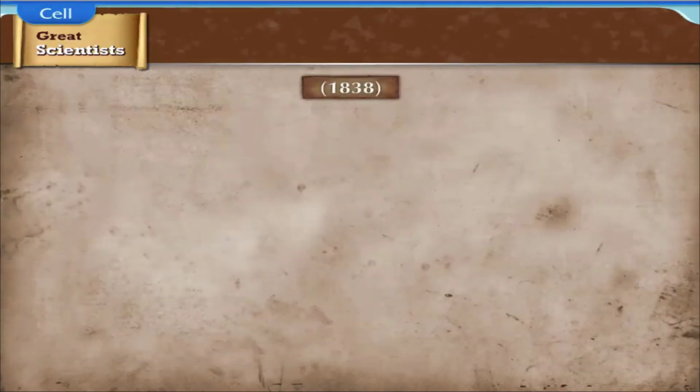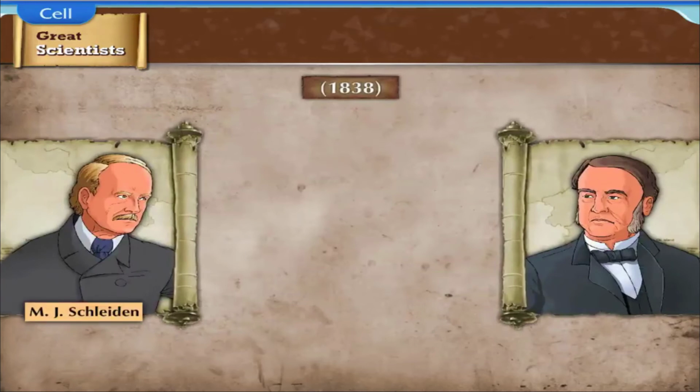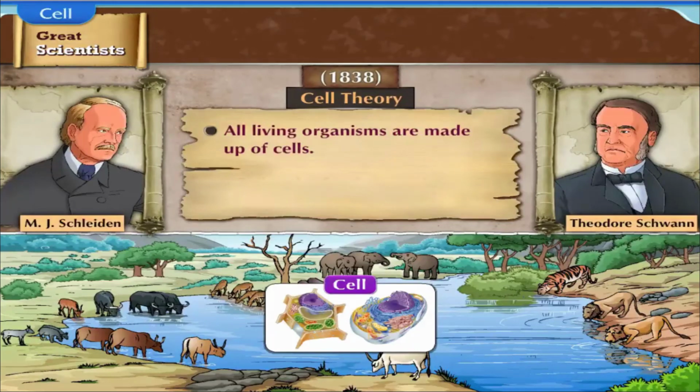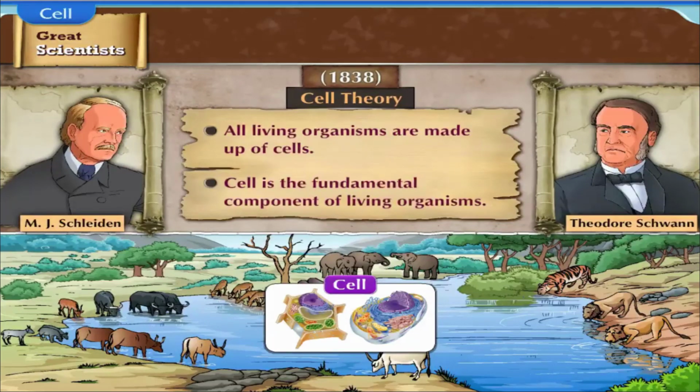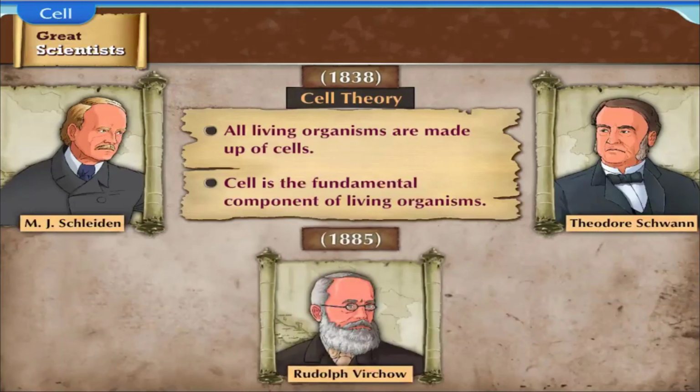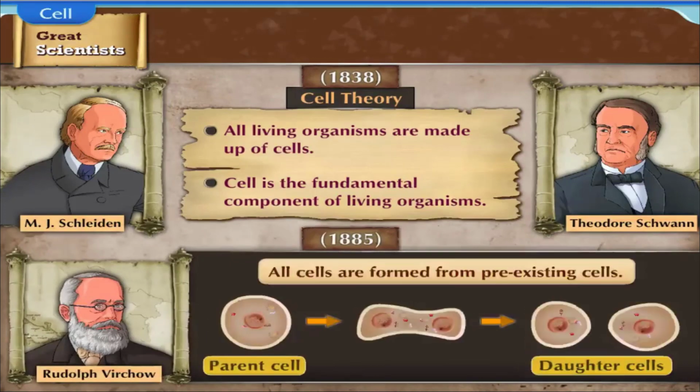In 1838, two scientists, M.J. Schleiden and Theodor Schwann, formulated a theory about the cellular structure of living organisms. It states that all living organisms are made up of cells, and the cell is the fundamental component of living organisms. Further, in 1885, Rudolf Virchow stated that all cells are formed from pre-existing cells.